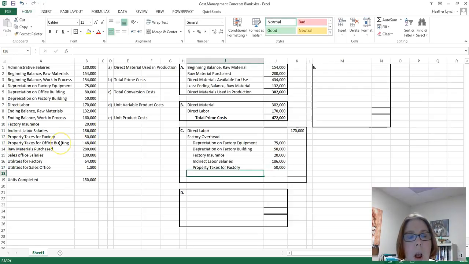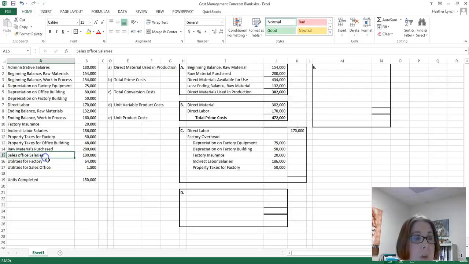Property taxes for office building. Does it have the word factory in it? No, so it's not. That would be considered a period cost. Not going to worry about raw materials used. Sales office salaries. Is the word factory in there? No, so we don't use that one.